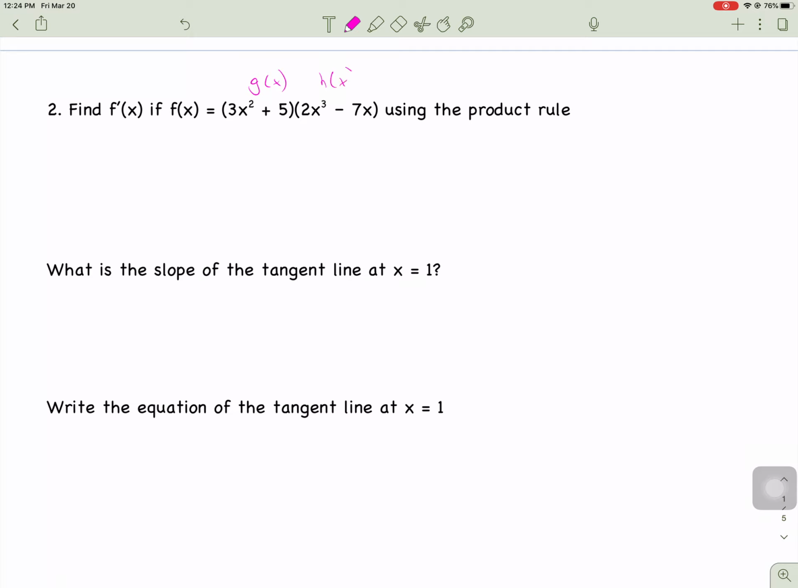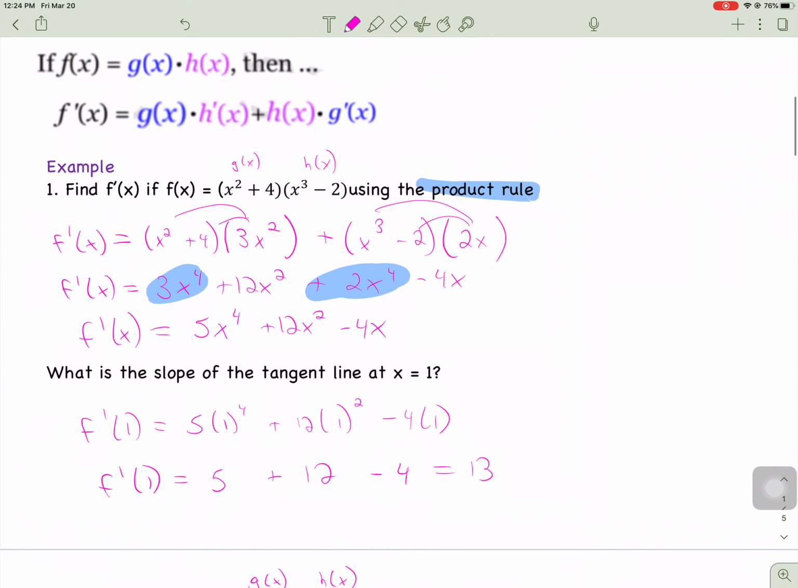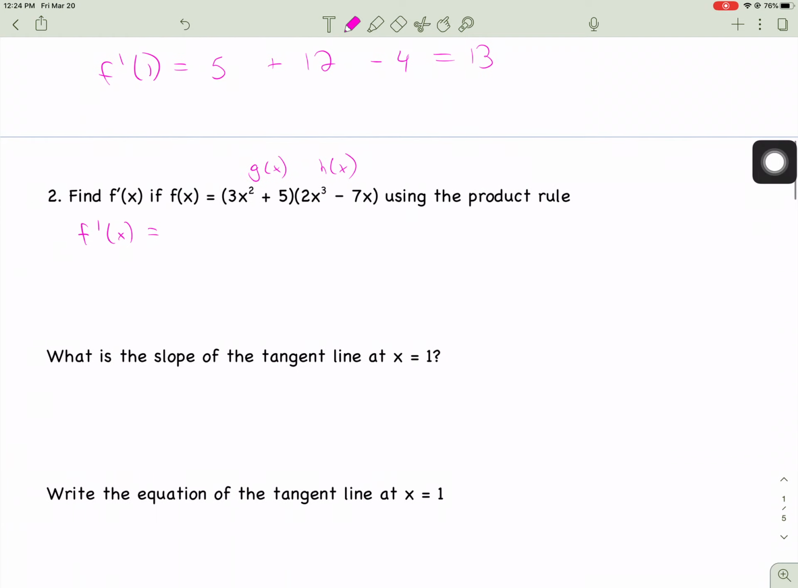We're going to call it h of x, and we know that f prime of x equals, so we can go back and see, g h prime plus h g prime. Now, a couple things. Order of operations, it's multiplication and addition. You can do it in either order as long as you take the derivative of one and not the other, and then switch it.